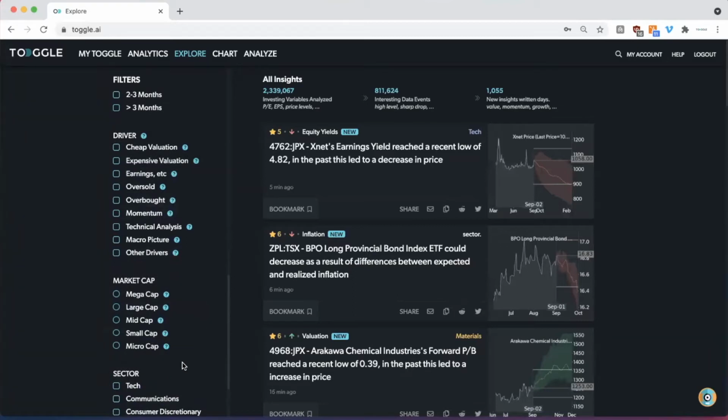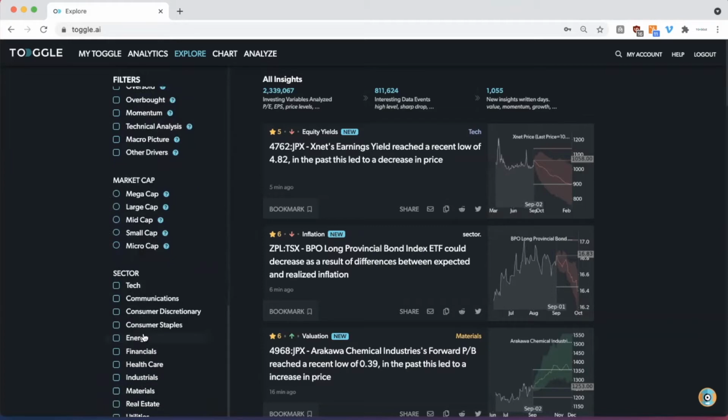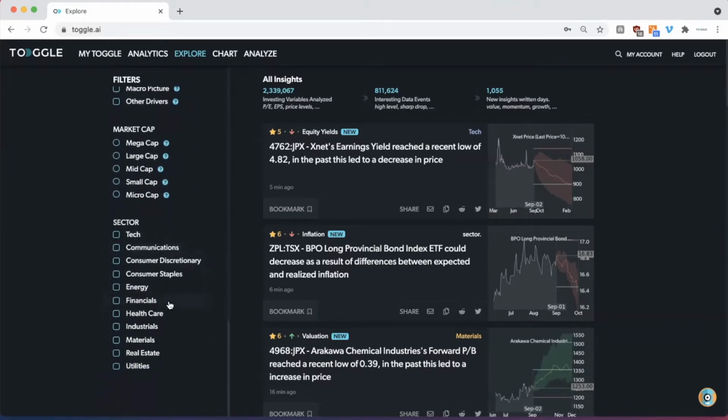Then, what kind of market cap assets are you looking at? Again, you can learn more about each one, and we give you a definition of how we characterize each one. And lastly, the specific sector you're looking at. Are you looking at investing in tech assets, industrial assets, real estate assets? You can select that here.